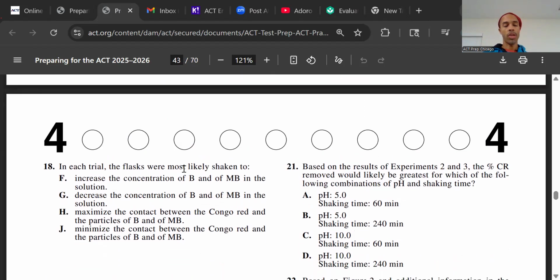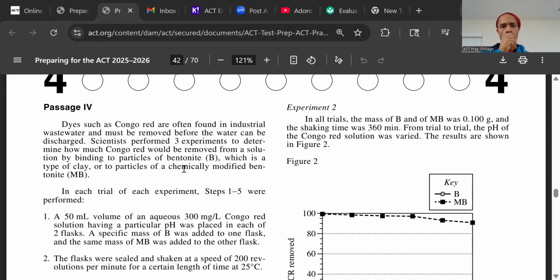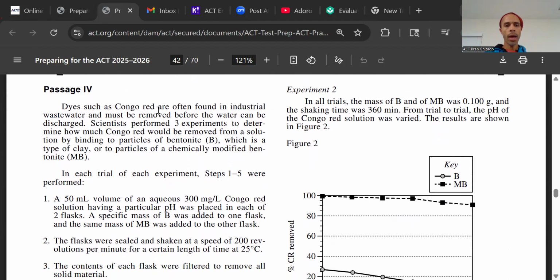But why was the flask shaken? Let's see when they talked about the flask being shaken. Let's see what this is about, though. Dyes such as Congo red are often found in industrial wastewater and must be removed from the water before the water can be discharged. How much Congo red would be removed from a solution by binding to particles? So we want to bind the Congo red to the bentonite or MB. So yeah, if you shake it, that will make it bind.